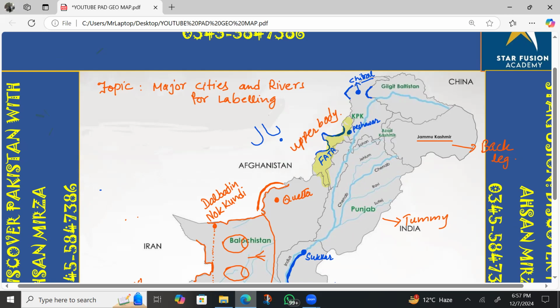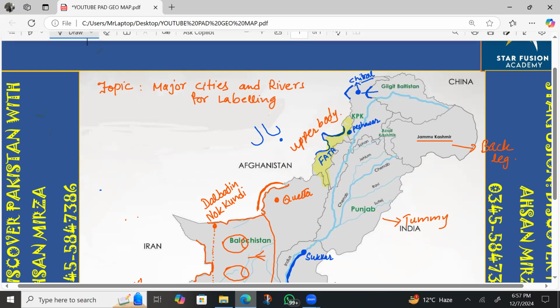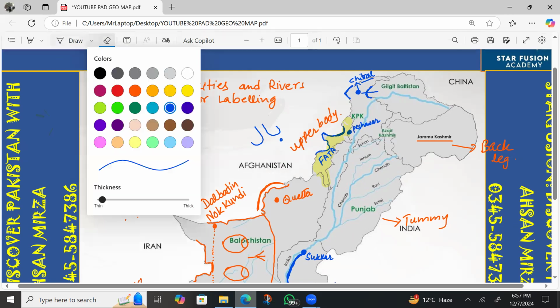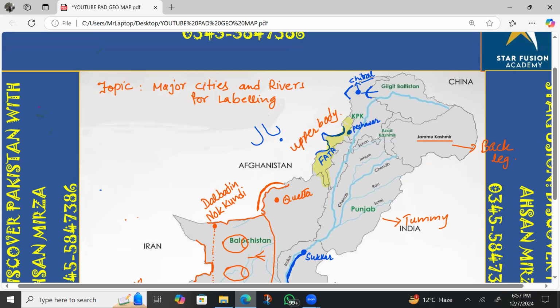Now we are moving towards Gilgit city. Gilgit-Baltistan is one region. In Gilgit-Baltistan, this is the city which is called Gilgit city. Gilgit city is very, very close to Chitral. You can see there is a straight line, and this point is basically Gilgit city.